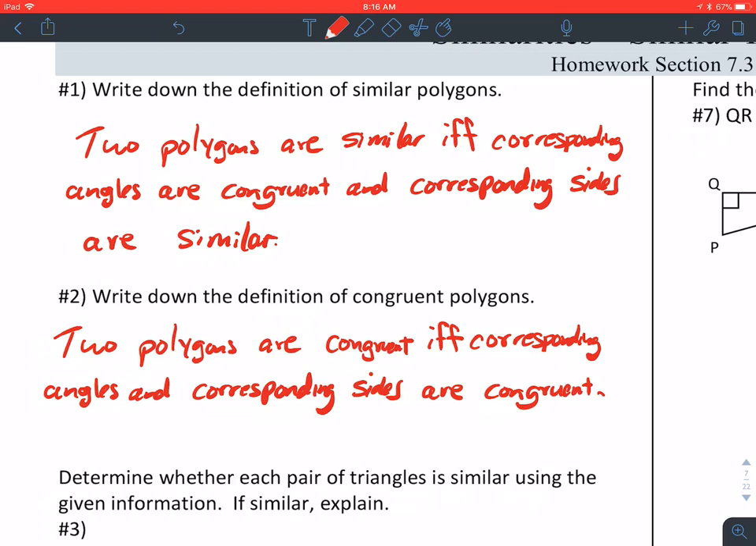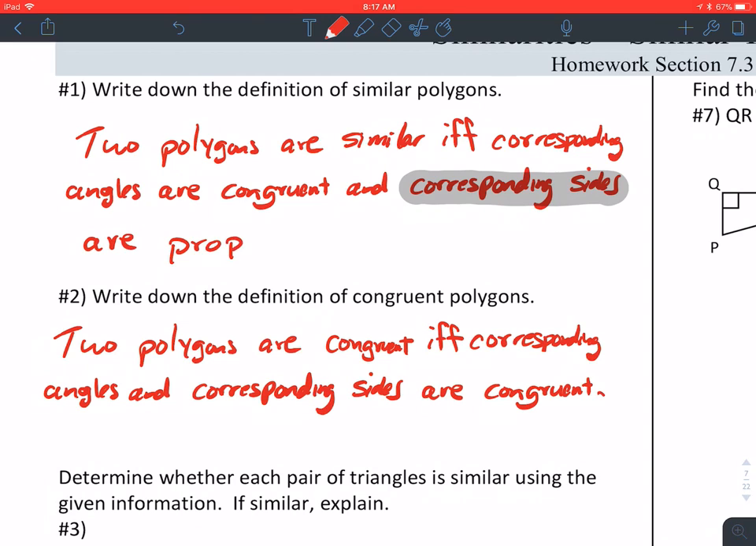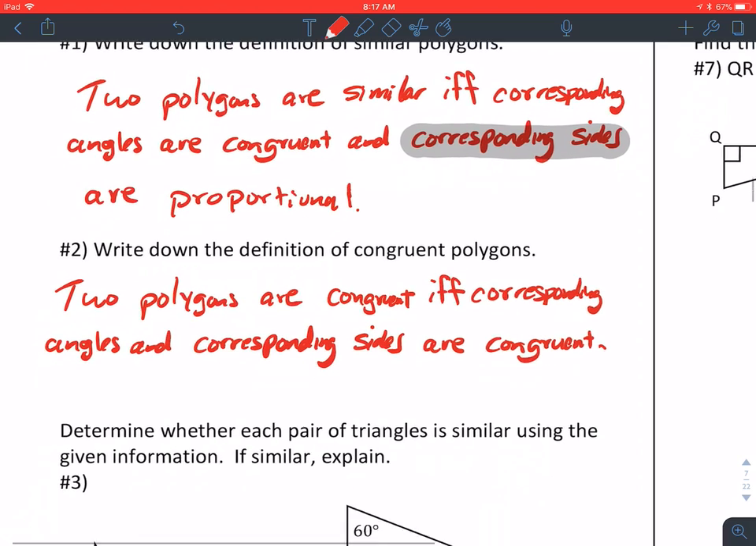Write down the definition of congruent polygons. Two polygons are congruent if and only if their corresponding angles and corresponding sides are congruent. Difference between those definitions: similar has corresponding sides proportional, I wrote that down wrong, shame on me, are proportional, and in congruent figures, corresponding sides are congruent.